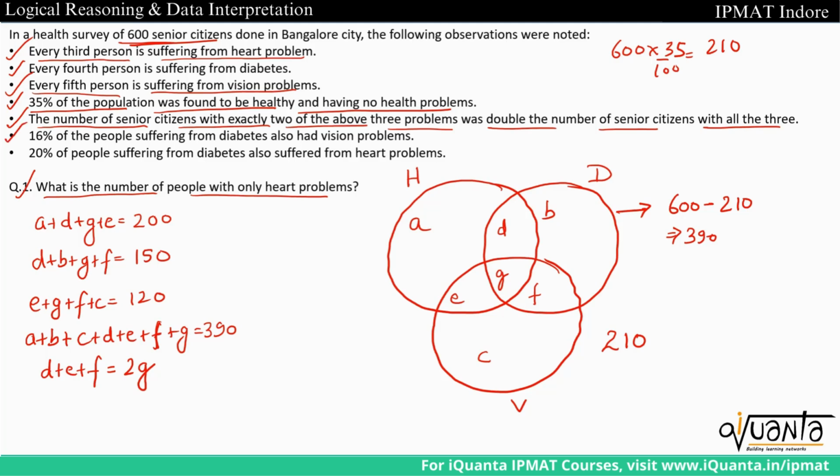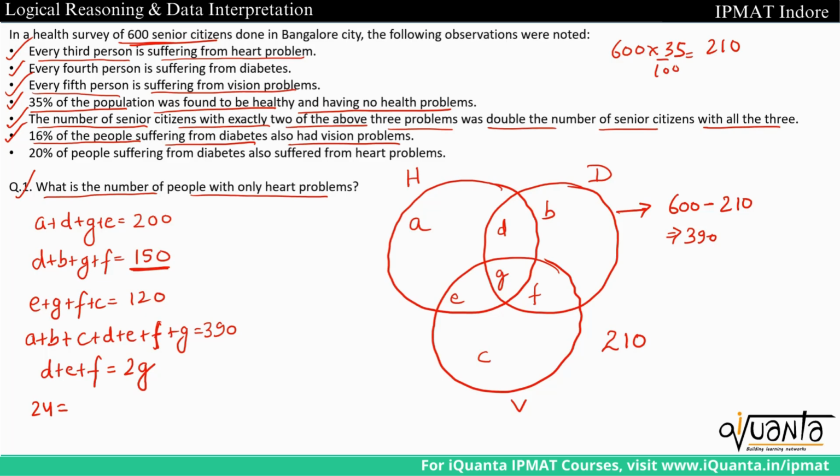Then the next clue is, 16% of the people suffering from diabetes also had vision problems. So now it is saying that 16% of people suffering from diabetes. So how many people are suffering from diabetes? While forming the equations, we saw that 150 people are suffering from diabetes. So what will be 16% of 150? It will be equal to 24. So 16% of people suffering from diabetes also had vision problems.